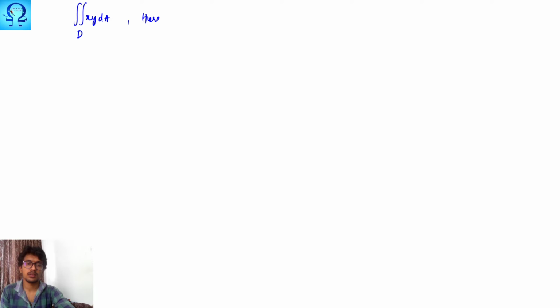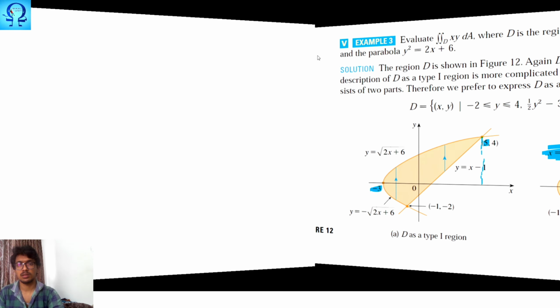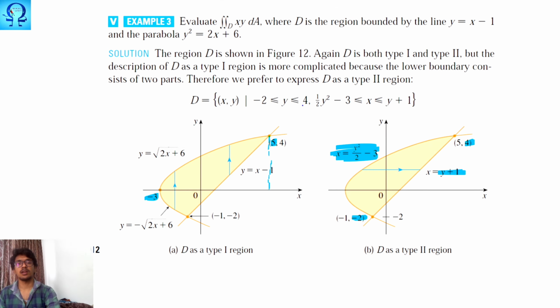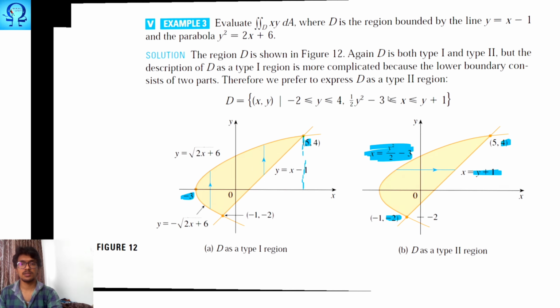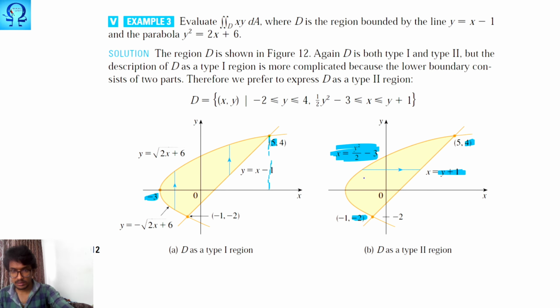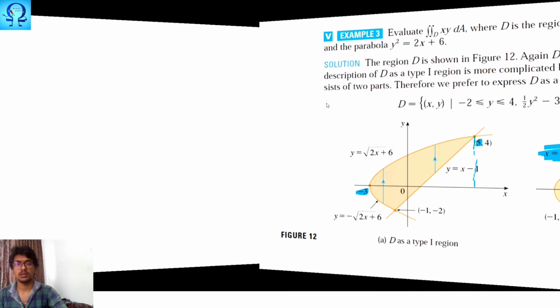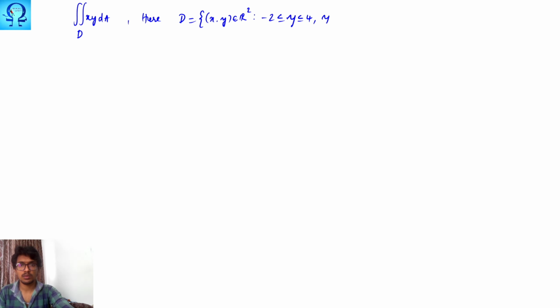Here what is D? It is the collection of points in R2 with y ranging from -2 to 4, and x ranging, sorry, from y square upon 2 minus 3 to y plus 1. So it is y square upon 2 minus 3 to y plus 1. So this is our region D.